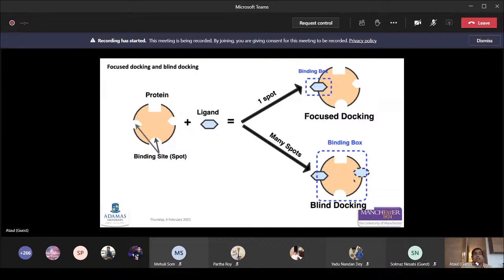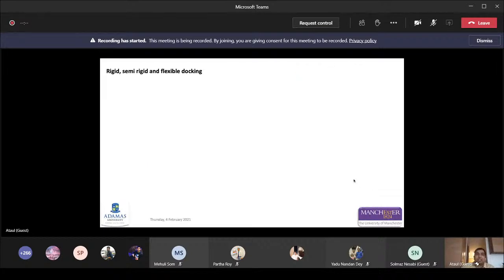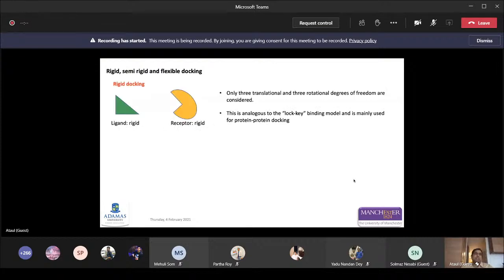Now I am going to explain other types of docking: rigid docking, semi-rigid docking, and flexible docking. In rigid docking, your ligand is fixed and the receptor is fixed; you are not changing the conformation of your ligand or your receptor. This is similar to the lock and key. There is no conformation analysis in either the protein or the ligand. This is called rigid docking, especially protein-protein docking. This is absolute rigid docking, because it is very difficult to do conformation analysis of proteins or macromolecules.